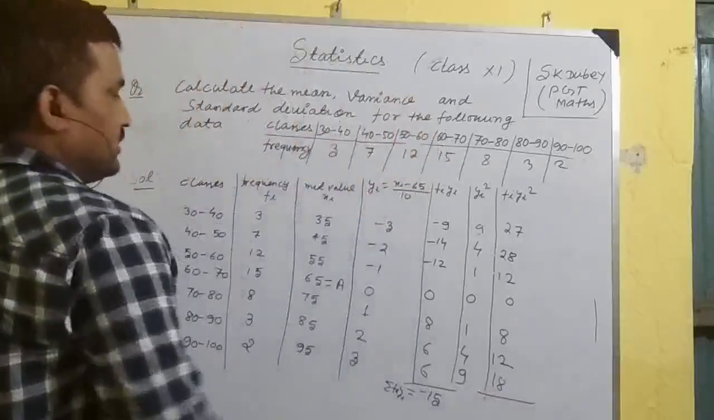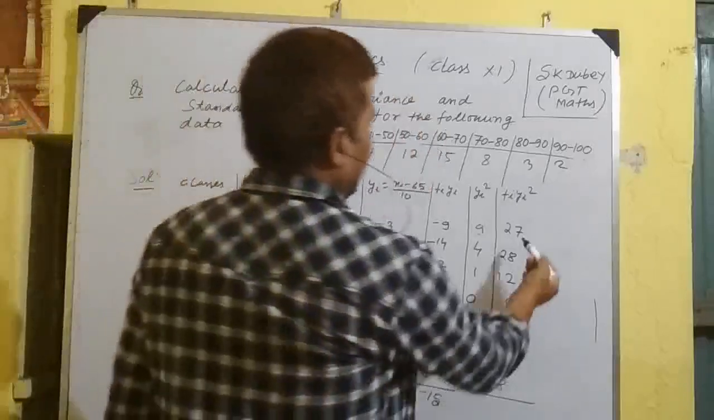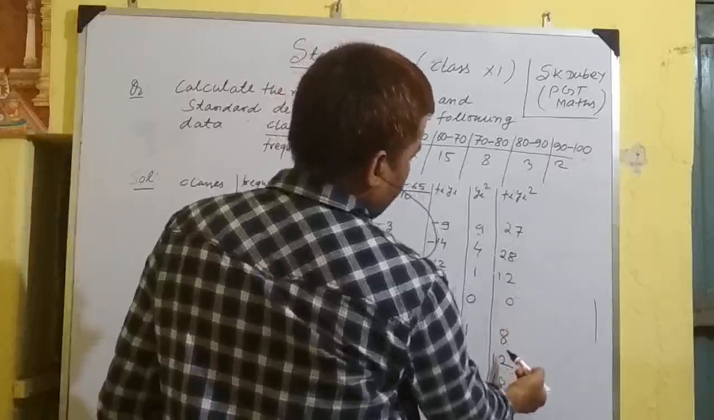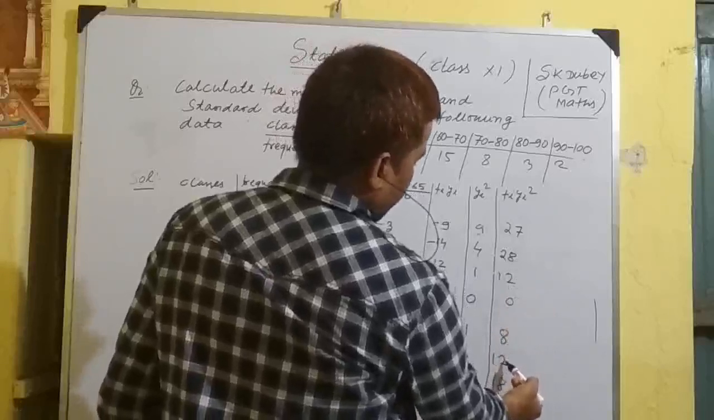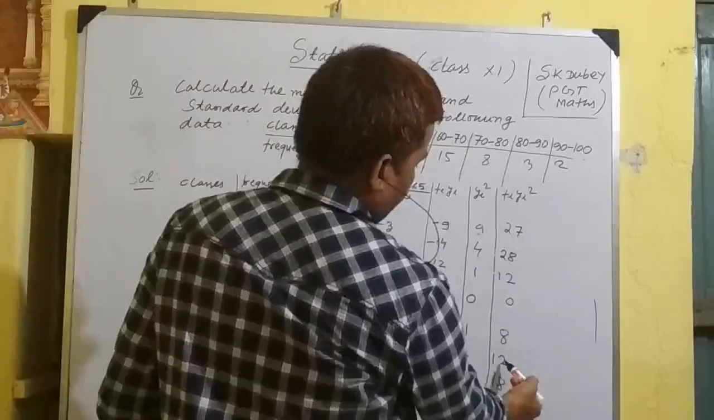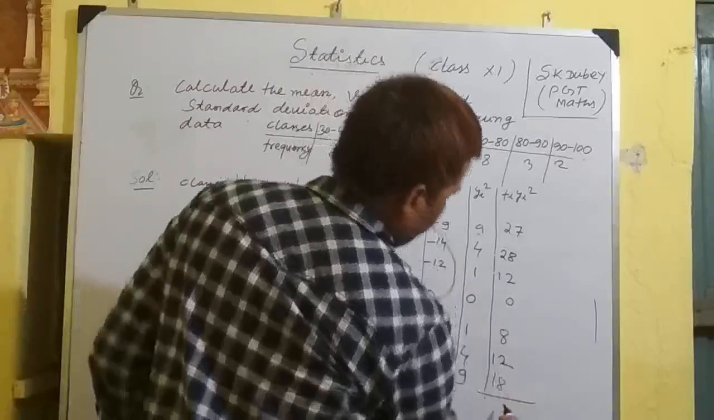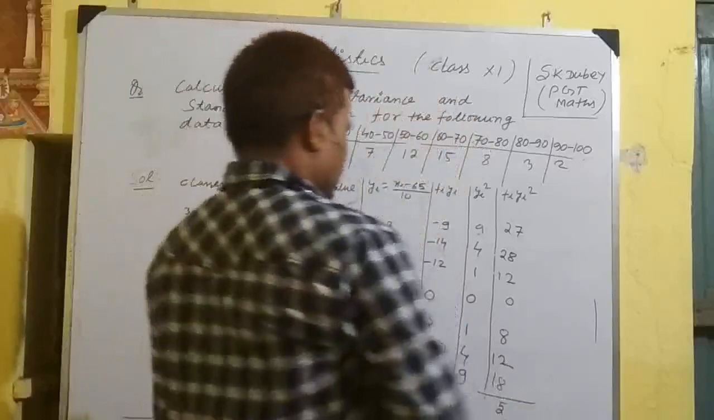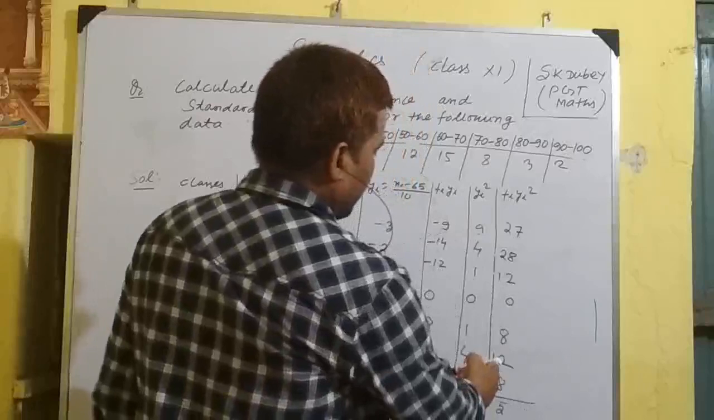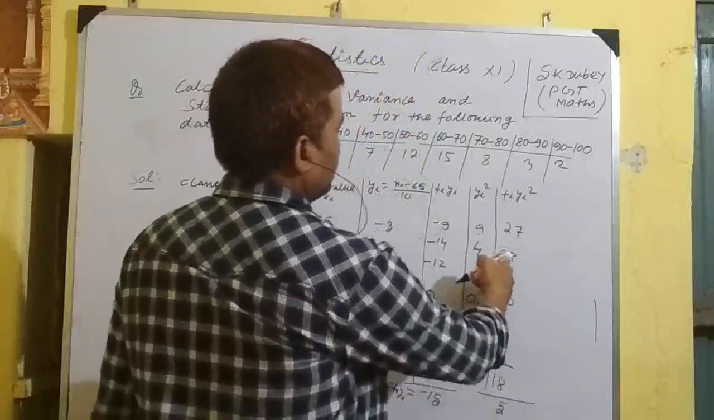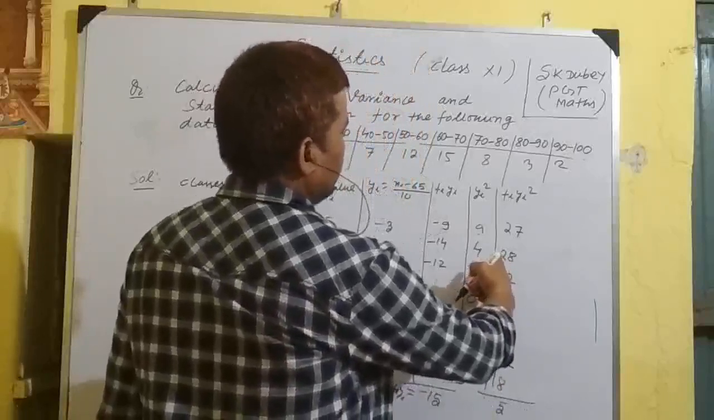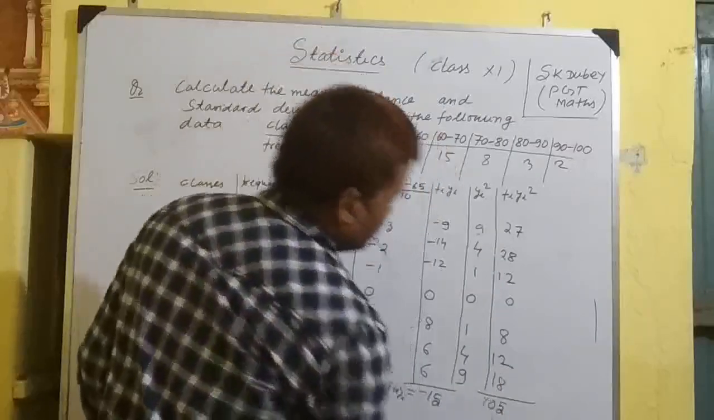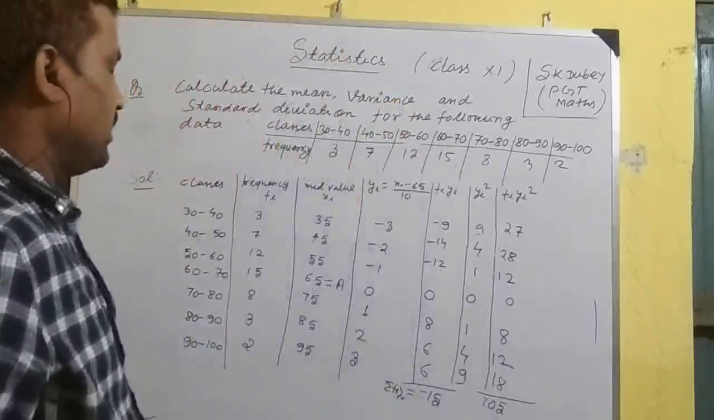Now we have to add these. 8 and 7, 15 and 2, 17 and 8, 25, and 25 and 2, that is 35, 25 and 10, 35, 3 and 1, 4 and 1, 5, 6, 2, 6 and 2 that is 8, and 10. The summation is here 105.